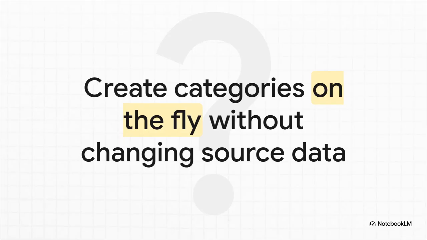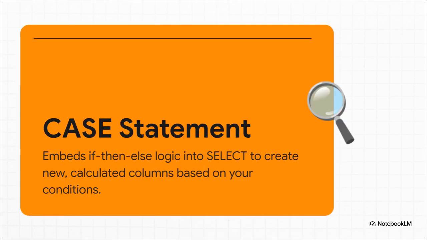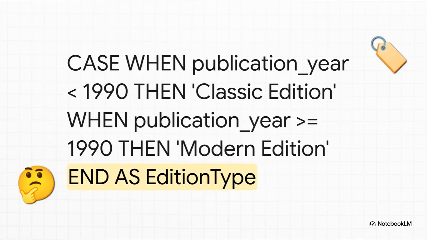So what if you wanted to label your books as, say, classic or modern based on when they were published? Now, you probably don't want to add a whole new column to your actual table just for this one-time analysis. You just need that label in your results for right now. How in the world do you do that? The answer is a case statement. The best way to think about it is like putting an if-then-else statement right inside your query. It lets you set up some rules, and based on those rules, it'll create a brand new column with the values you want.